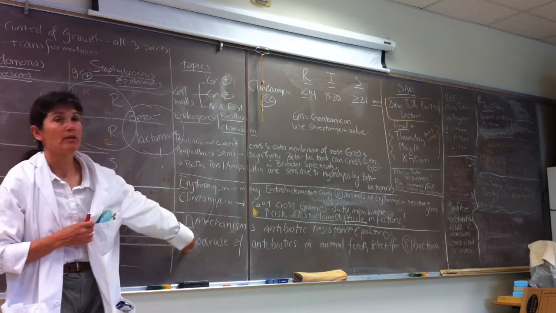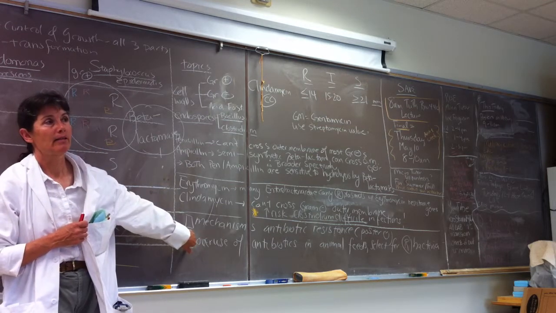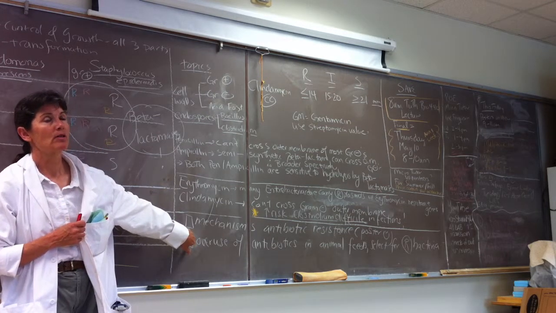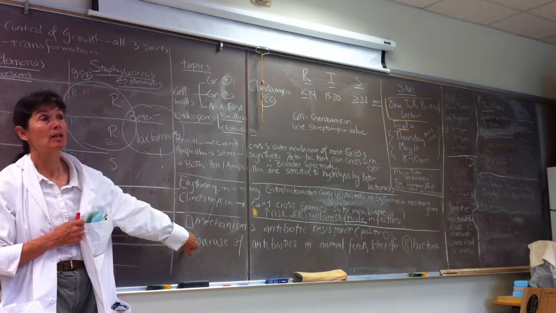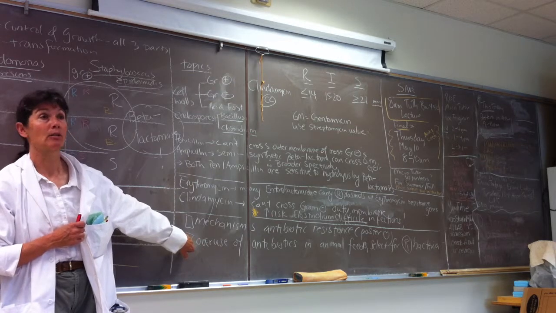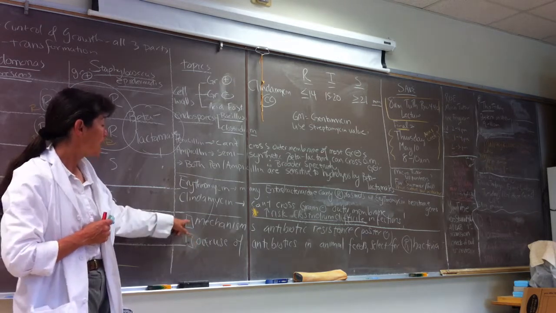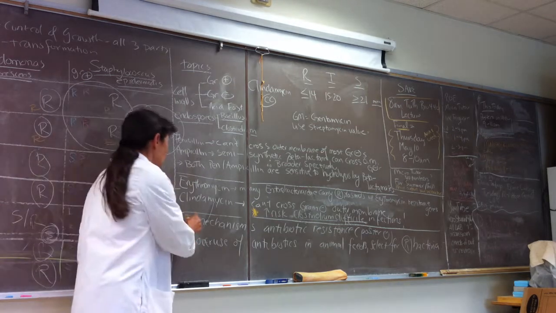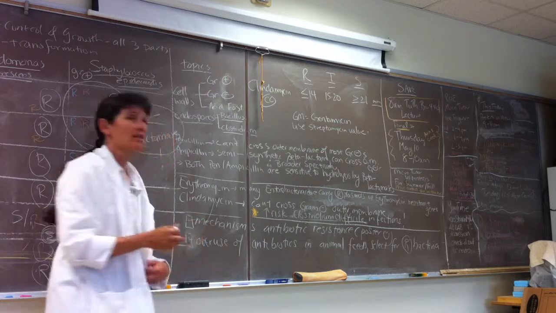And we do want to be aware that a big step that the U.S. could make is to reduce the use of antibiotics in livestock feed and poultry feed. And that will definitely reduce selection for antibiotic-resistant bacteria. And then the final topic, you guys, is mechanisms of antibiotic resistance.